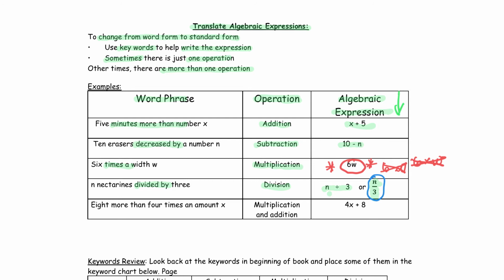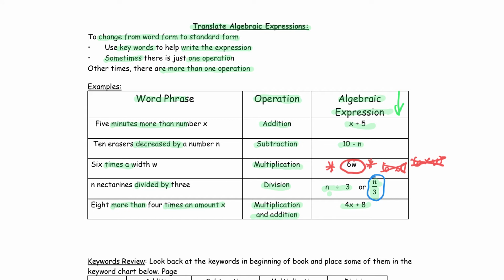Now let's look at another one. The last example is multi-step. It says 8 more than 4 times an amount X. That's multiplication and addition. So that's 2 things. And that would look like 4X plus 8.